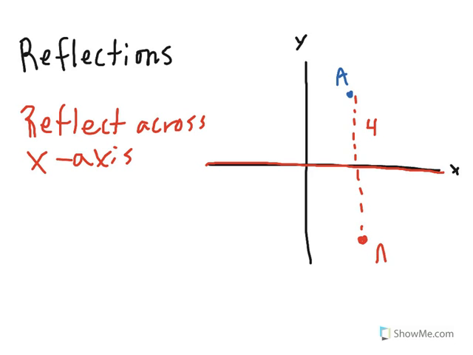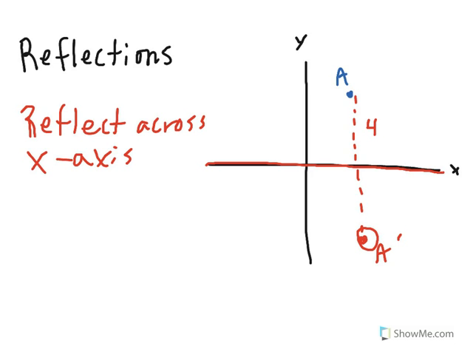So we would call this A prime. That is the reflection. So it's just like we're looking across this mirror, and it's going to be the same distance away on the other side looking back at us. Okay, so this point right here is the reflection of point A across the x-axis.